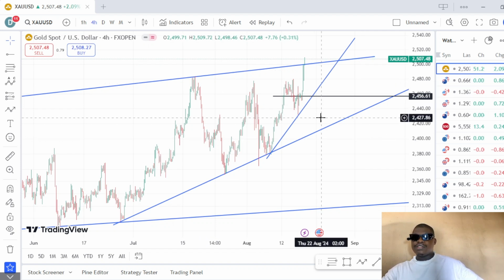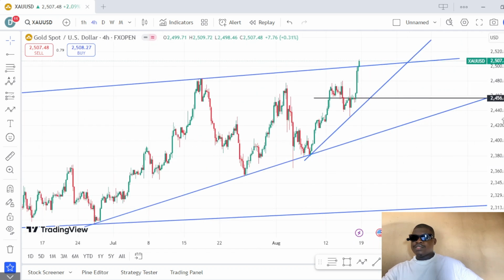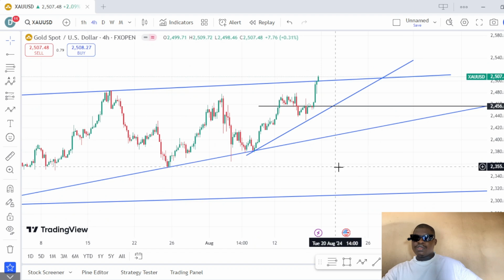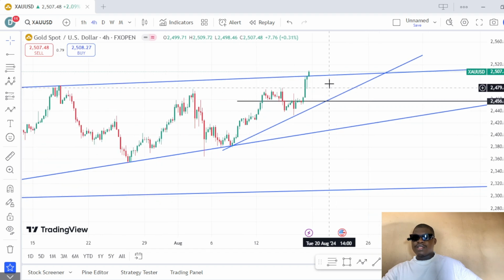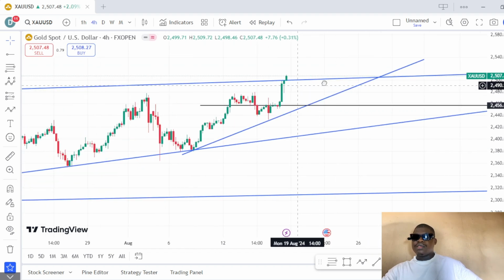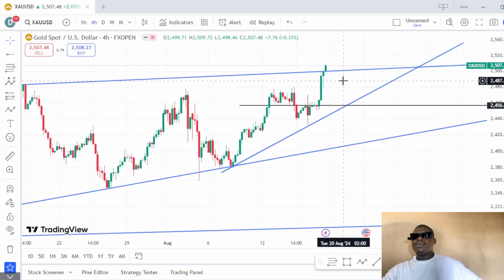On my screen is gold USD. As predicted last week, we thought this candlestick would come here to retest this trend line and pull back. As we can see currently, it has gone out of this trend line and it is here to close. This is a 4 hours candlestick, so we just have to wait to see what happens by Monday to Tuesday.